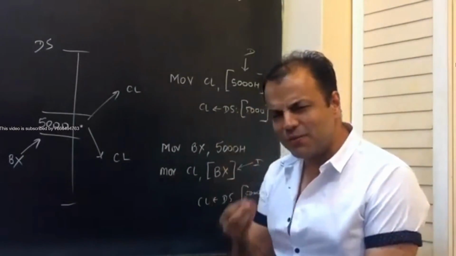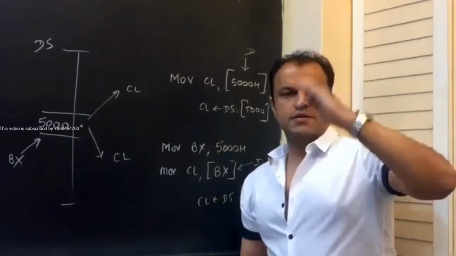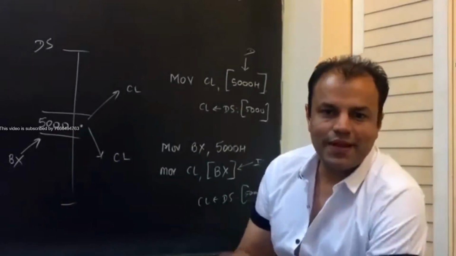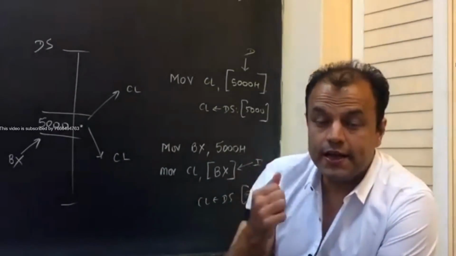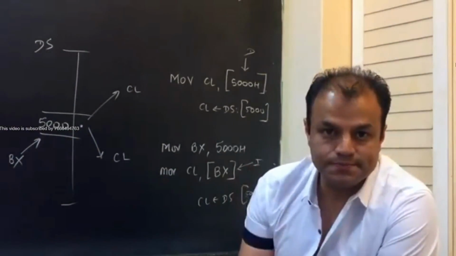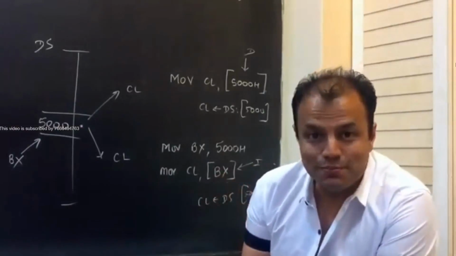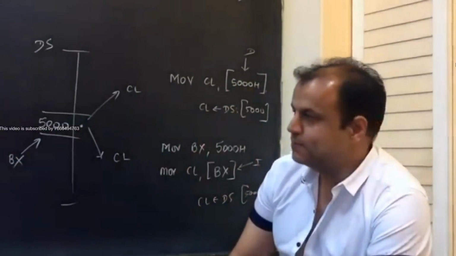See the remarkable advantage of doing this as opposed to doing this. Suppose I ask you a simple question. Get me the data from location 5000. That's it. That's the question. Which addressing mode will you use? Tell me. I would use direct because it's simple. Move CL, comma, square bracket 5000, your job is done.